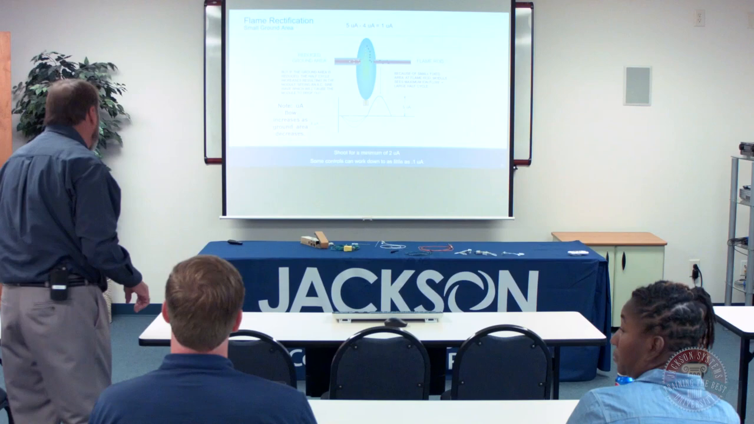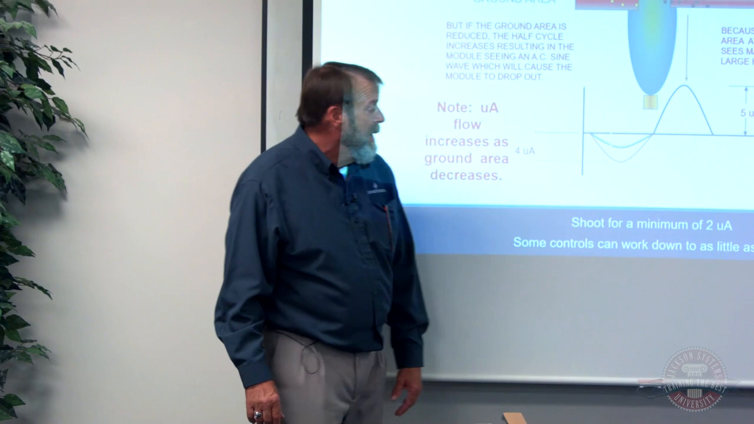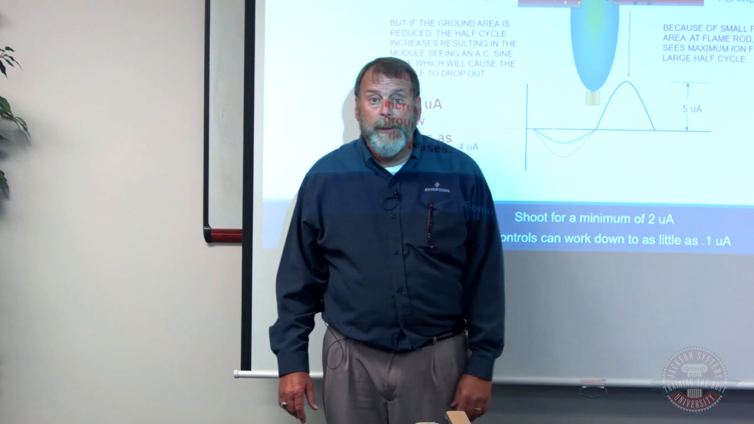You know what that is? A direct short. That's what it is. When I put that, it's just like a direct force short and all the power goes in there. So a reduced ground area does the exact opposite you would think. A reduced ground increases the negative side. And if we're going to read the microamps, if I've got 5 on the plus and it gets smaller and smaller, so the number keeps getting bigger and bigger, and I go up to 4 microamps, what's 5 minus 4? I got 1 microamp. And it may hold in, it may not.